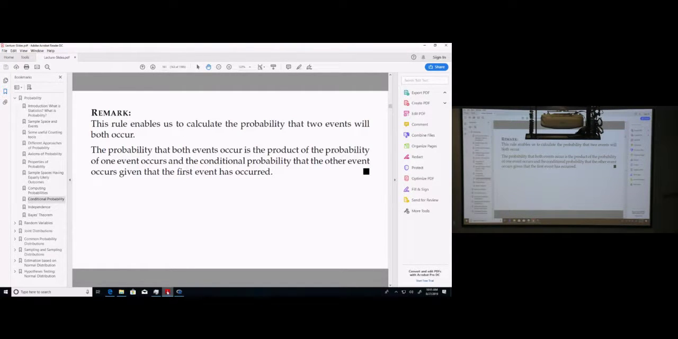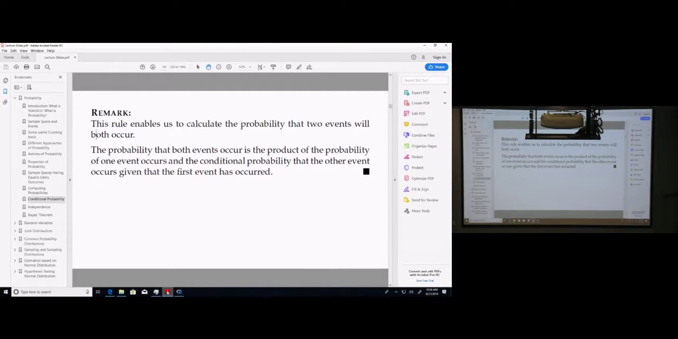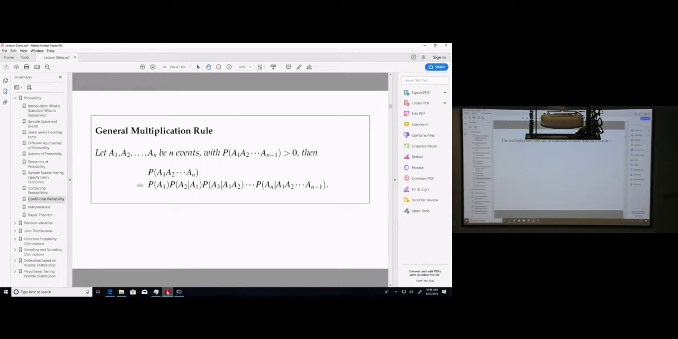So this rule enables us to calculate the probability that two events will both occur. The probability that both events occur is simply the product of the probability of one event occurring and the conditional probability of the other. In equation 1, look at A in particular. We insist that A has to occur, and then the conditional probability that B occurs, given that A has already occurred. So we impose a sequential order of the happening.